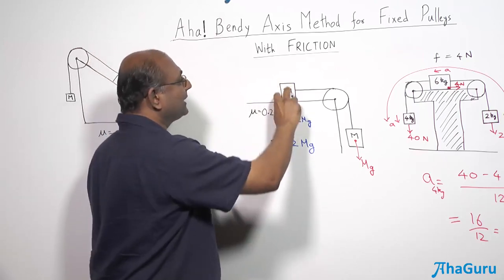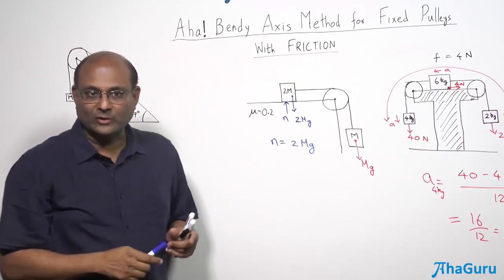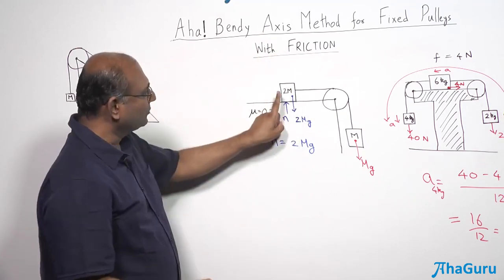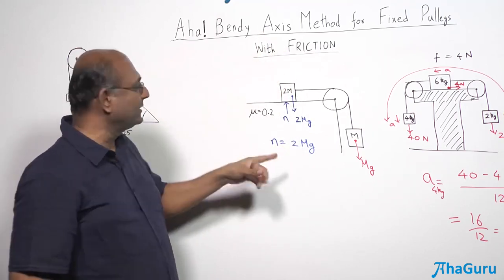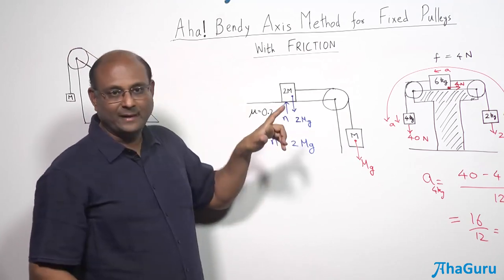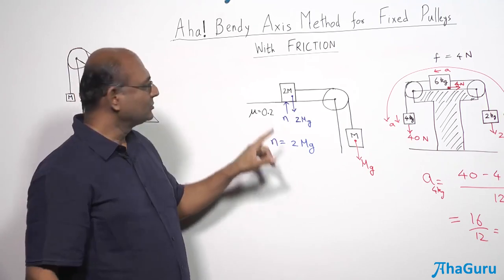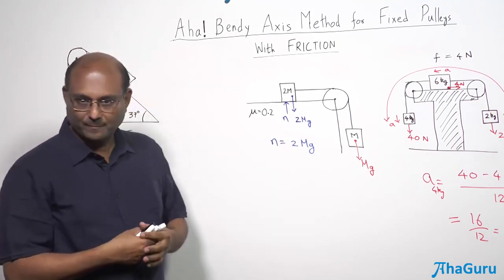Because this block is not going up or down. So net force on the 2m block in the vertical direction must be 0. So N minus 2 mg must be 2m into acceleration, vertical is 0. So N minus 2 mg must be 0.